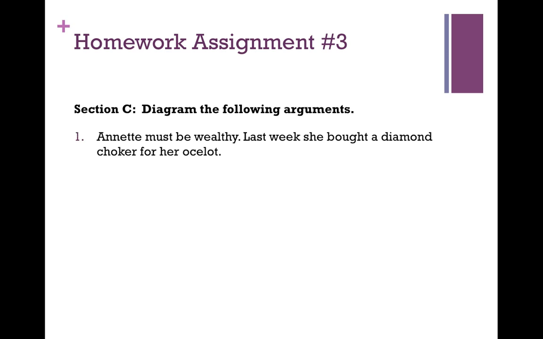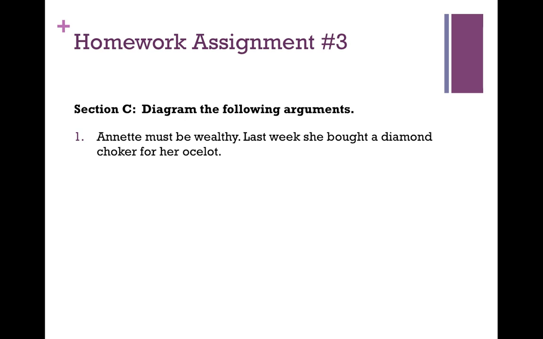All right, now we come to section C, and here you just had to diagram the arguments. Now, in order to diagram these arguments, you're first going to have to identify the different propositions here, and then determine which is the conclusion and which is the premise or premises. Now, actually, I did this one for you at the end of the video lecture on diagramming arguments, but we're going to go over it again.